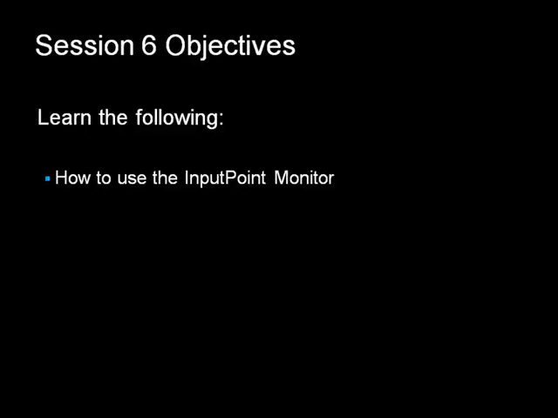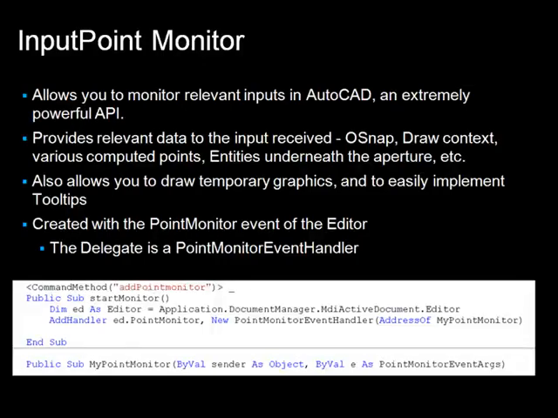In this session, you'll learn about the input point monitor and see how it is used to provide feedback to the user. The input point monitor monitors the input mechanism in AutoCAD. This event gives your application a lot of control for dynamically interacting with the user. The input point monitor allows you to get real-time aperture data, such as the current cursor position and a list of all the entities that the aperture is currently hovering over.